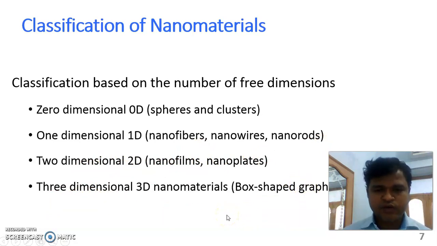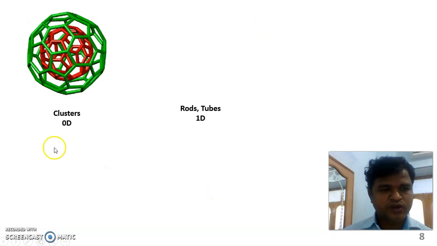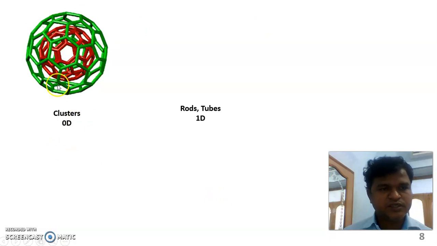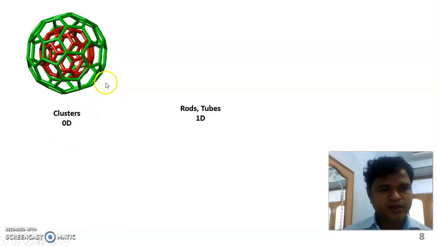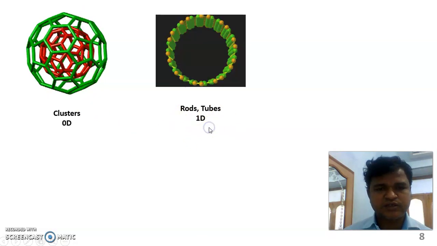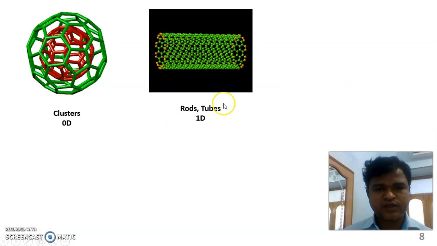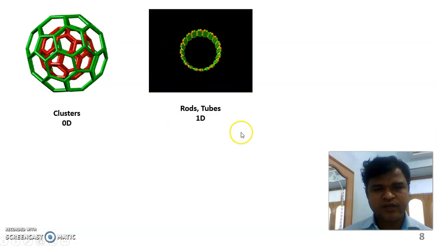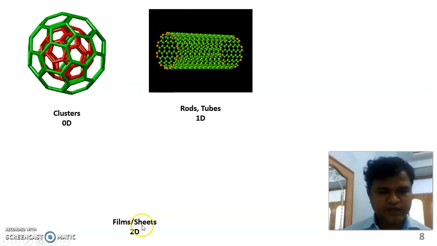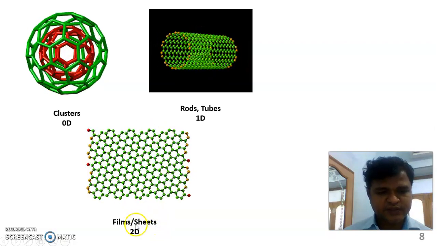Now I am going to show some animations, in which we are going to check all these dimensions. 0 dimension: clusters. This is a round material, a sphere, a cluster, 0 dimension. 1 dimension: rods, tubes, rod-like material. We have tubes. This is known as a CNT, carbon nanotubes. The third one, 2 dimension materials: sheets.